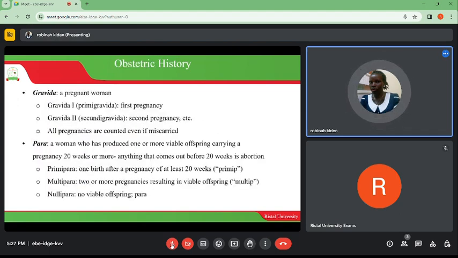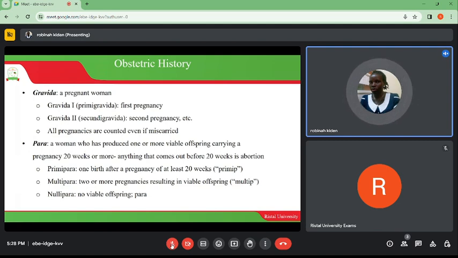Then let us look at obstetric history. In obstetric history, we ask about the gravida. Gravida stands for a pregnant woman, or a period. Gravidity is a period of pregnancy. So you'll be coming across words like gravida 1 or primigravida. So primigravida is a person who is pregnant for the first time.